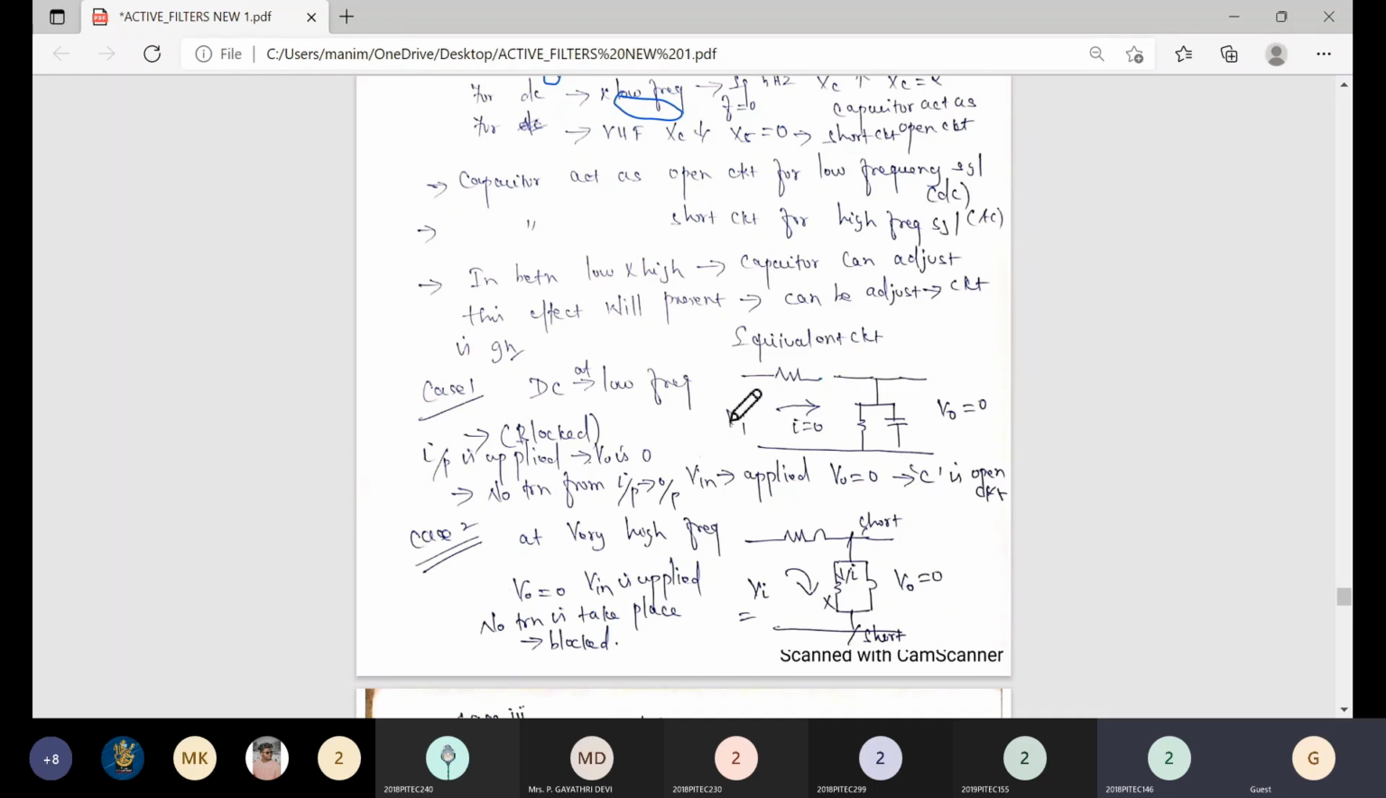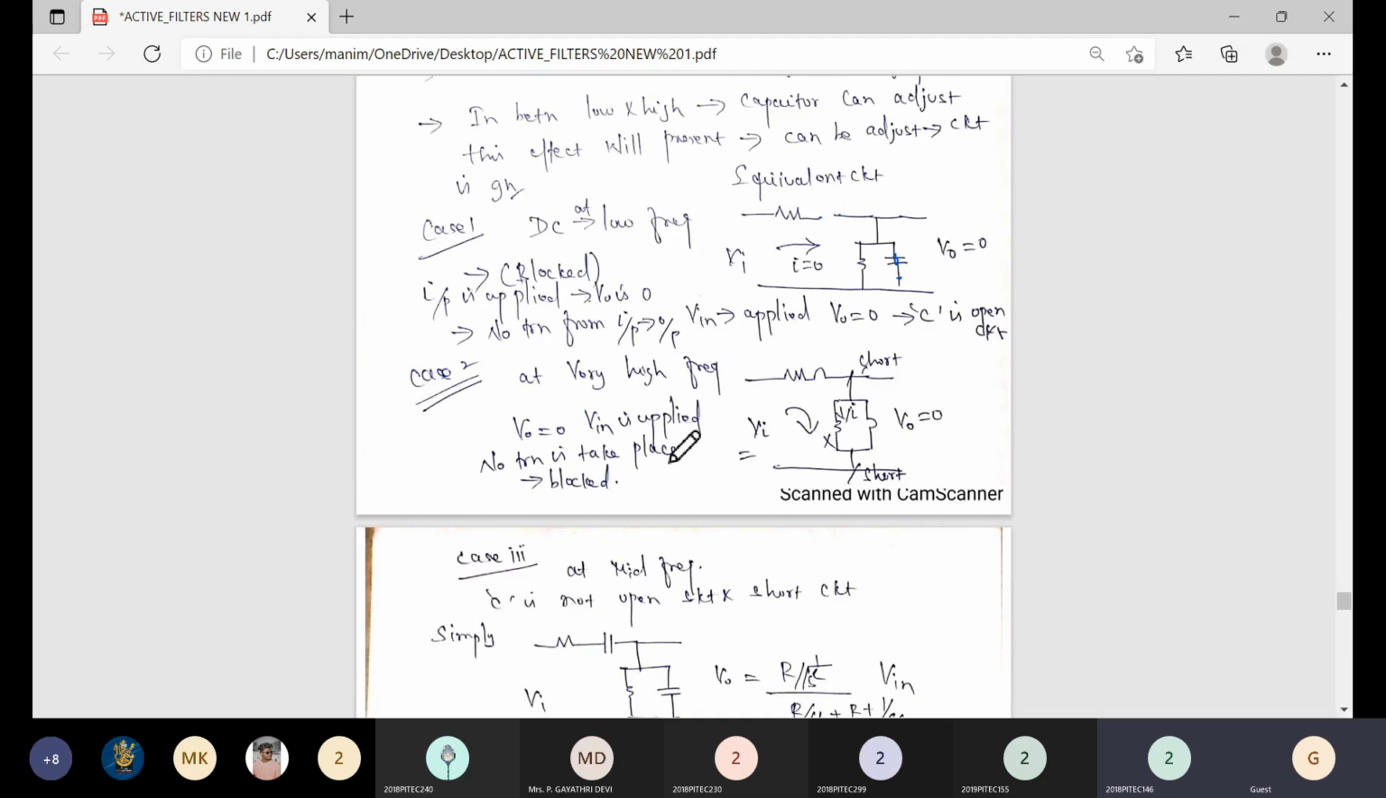Here you are given an input voltage, and you should find the output voltage for that input. This is an open circuit, so current does not flow through this circuit, and the output voltage should be 0. There is no transmission from input to output. Though we give V in, there is no transmission because the capacitor is an open circuit.